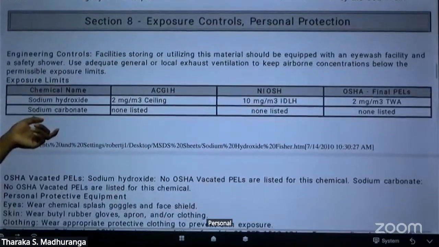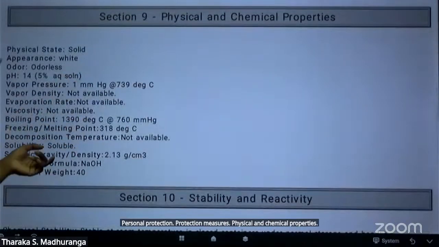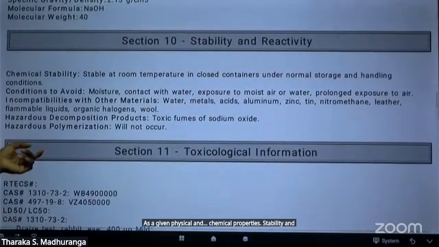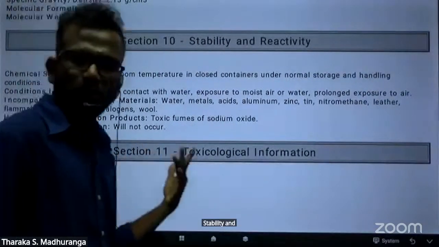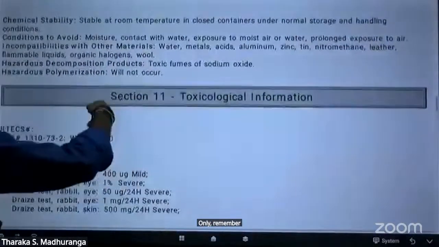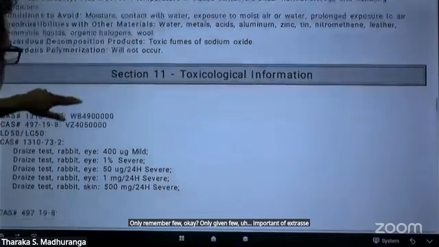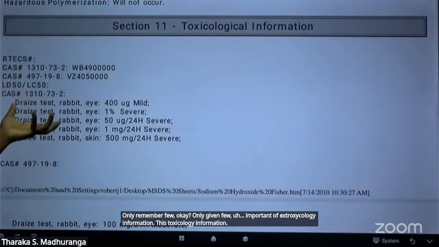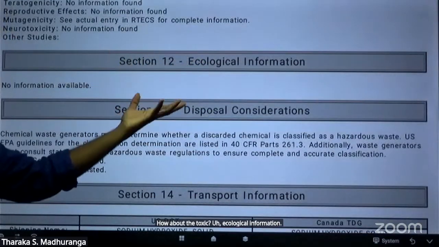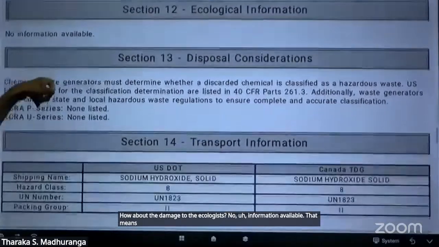Personal protection measures. Physical and chemical properties. Stability and reactivity. You don't need to remember all the topics, only remember a few important ones. Toxicology information, how toxic it is. Ecological information, how about the damage to the ecology? No information available, that means no effect to the ecology.